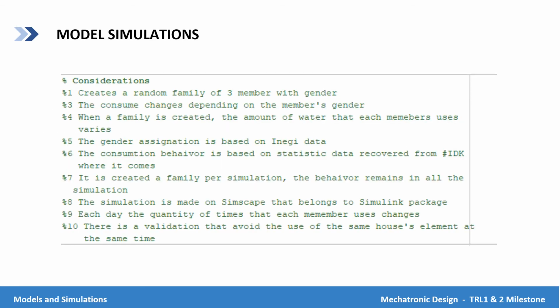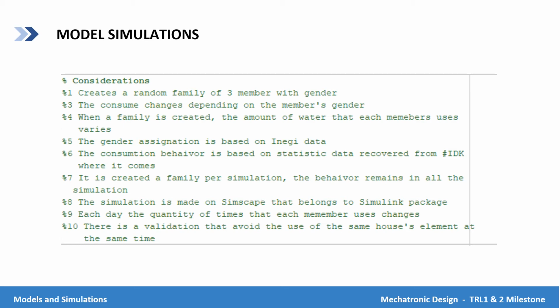For the simulation, we take into account the following points. First, we create a random family of 3 members with gender per simulation. It remains the same until the simulation ends. The consumption changes based on some statistic data that we got from our research.